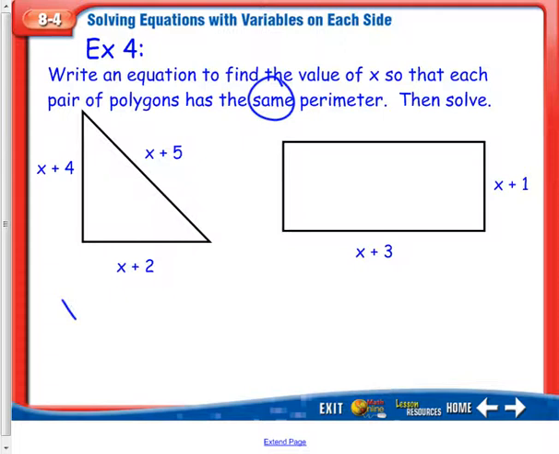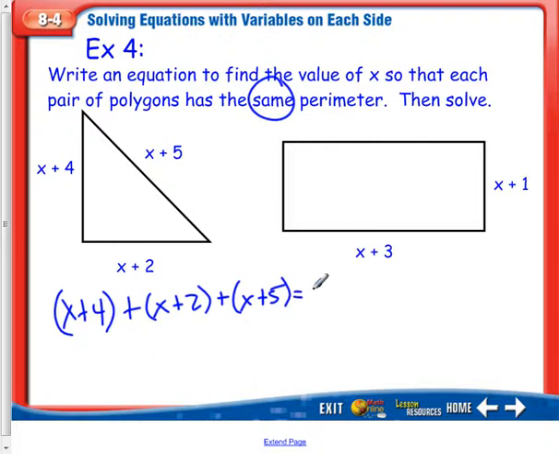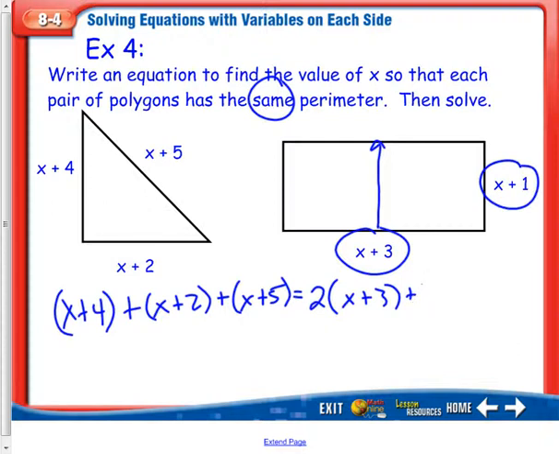Let's go ahead and write x plus 4. Okay, and I'm just going to put parentheses around that because that's one side. I'm going to say x plus 2 plus, and then I'm going to have x plus 5. And that is going to be equal to, now I'm actually going to have two of these because there's one here and one here. So I'm going to say 2 times x plus 3 plus, and I'm also going to have two of these. So I'm going to say 2 times x plus 1.